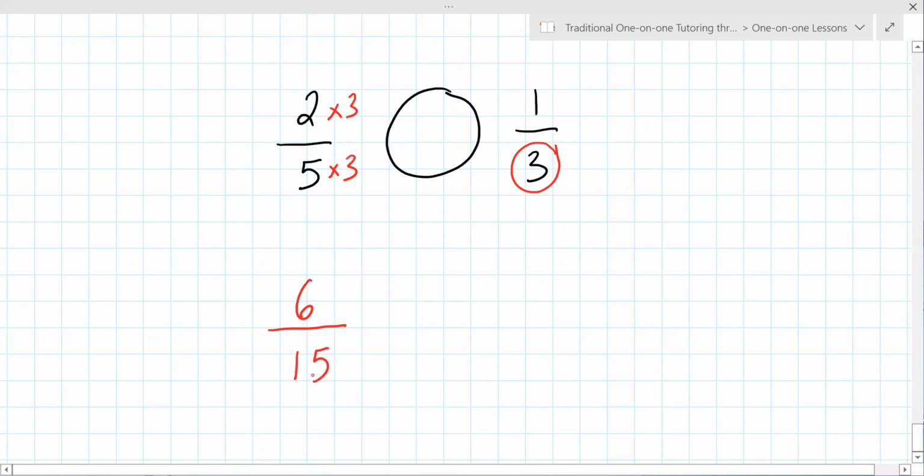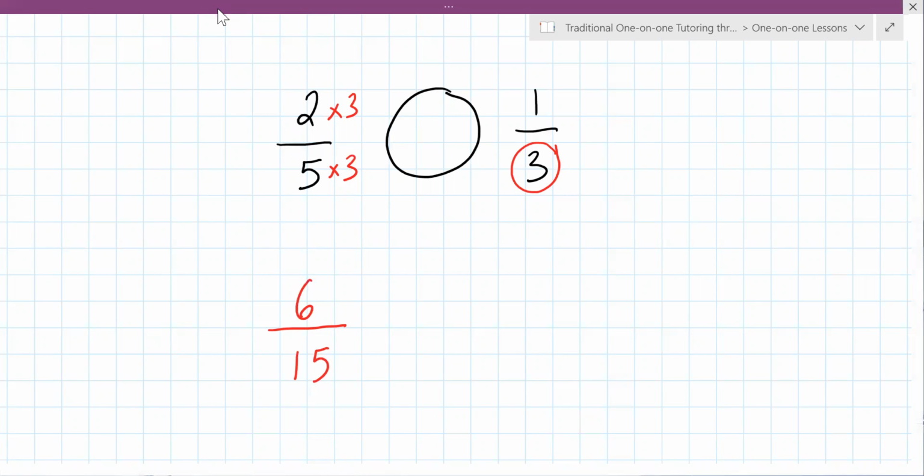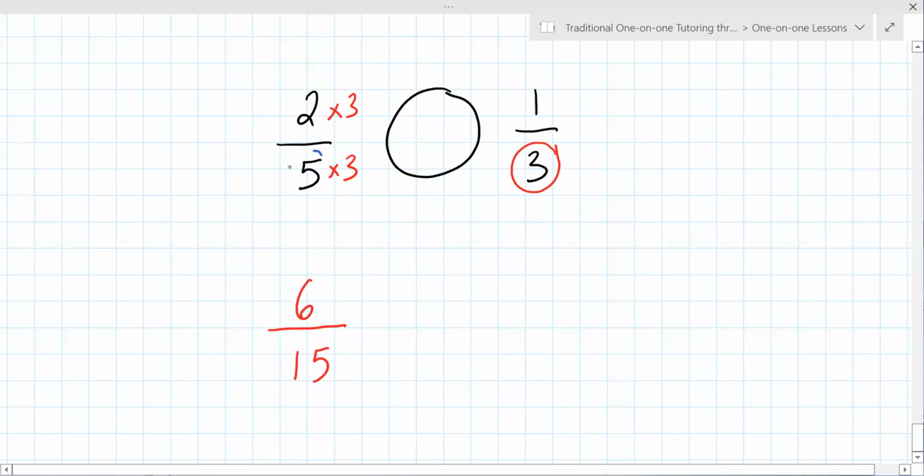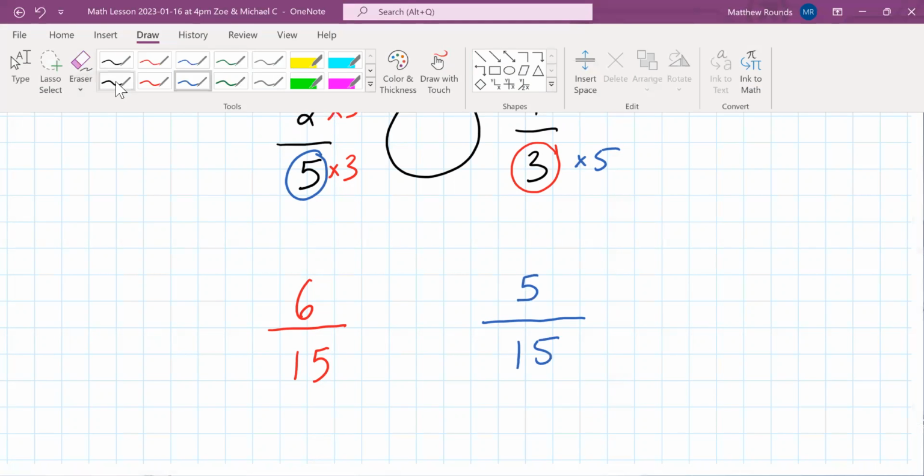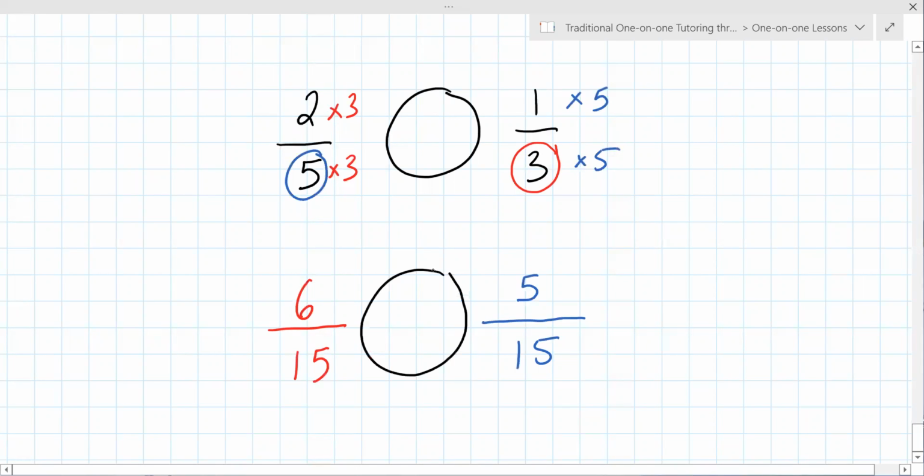Good. Now on the 1/3 side, you're going to take this 5 on the bottom and multiply both of these by 5. Okay. 1 times 5 is 5 and 3 times 5 is 15. Okay, now what symbol goes in the middle? Greater than.